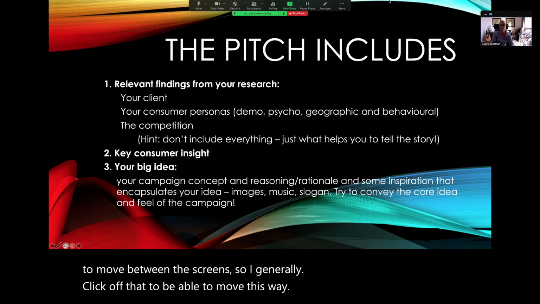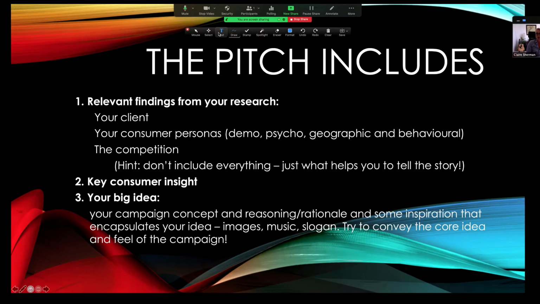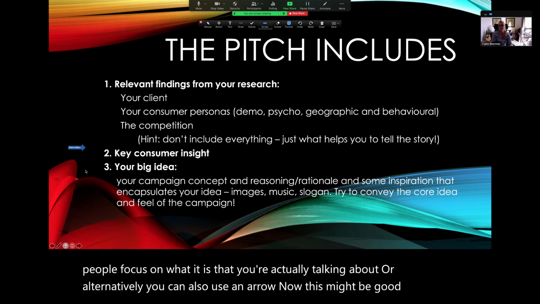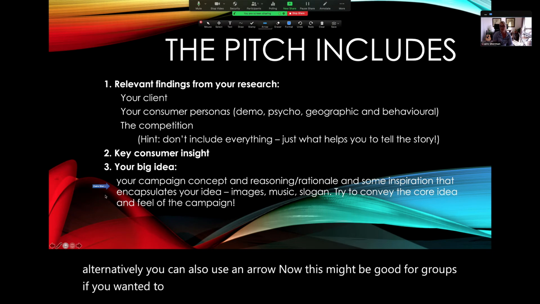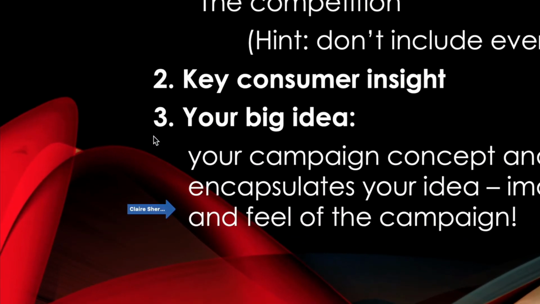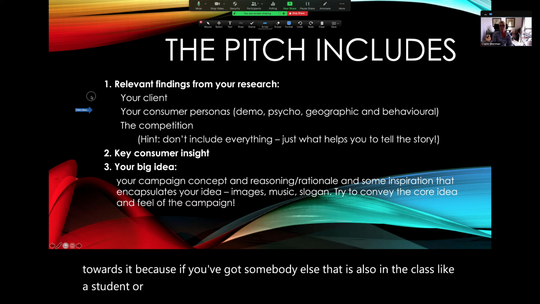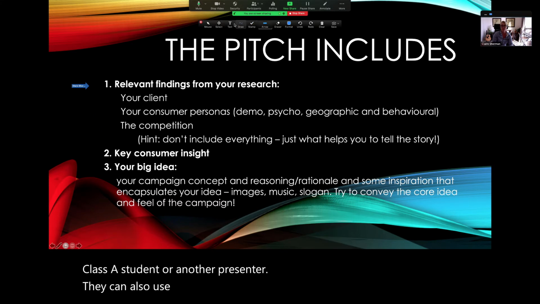But if you wanted to, for example, highlight something, maybe you could go to the spotlight, which is a little bit like a pointer, and that can help people focus on what it is that you're talking about. Or alternatively, you can use an arrow. Now this might be good for groups if you wanted to show that it was somebody pointing towards it, because if you've got somebody else in the class, like a student or another presenter, they can also use that. So that's a really good function.